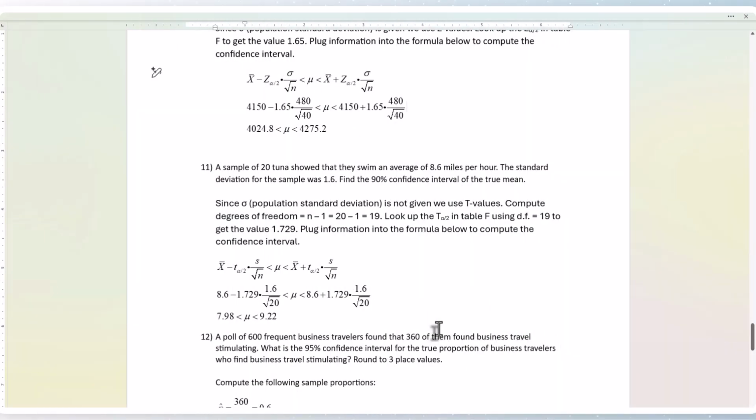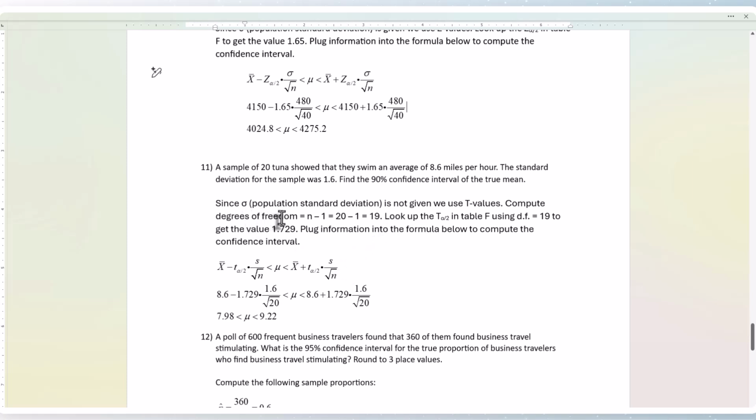Let's look at number 11. It says a sample of 25 tuna showed they swim an average of 8.6 miles per hour. The standard deviation for the sample was 1.6. Find the 90% confidence interval of the true mean. Now, sigma, the population standard deviation, is not given. Thus, we have to use t-values.